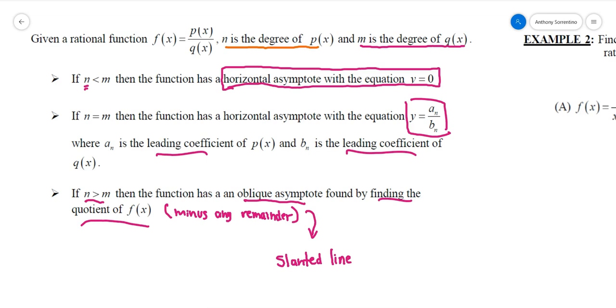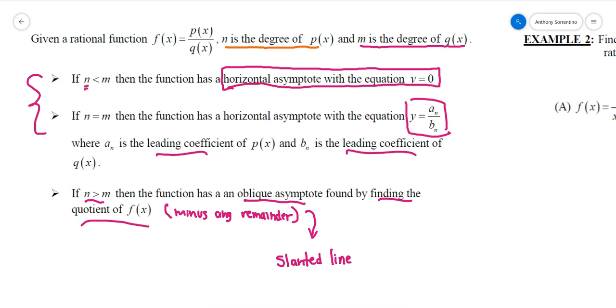So, I'm going to have a vertical asymptote for sure, or in a lot of cases. I'm either going to have a horizontal asymptote in these two cases, or I'm going to have an oblique asymptote in the case where the degree on top is higher than the degree on the bottom.